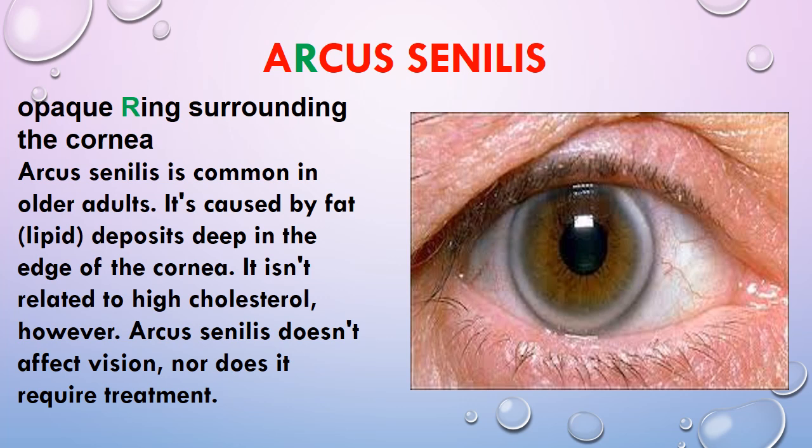Arcus senilis. How do you remember arcus senilis? It's an opaque ring. R goes with R. Arcus, ring. It's an opaque ring surrounding the cornea. Arcus senilis is common with older people. It is caused by fat, which is lipid deposits deep in the edge of the cornea.